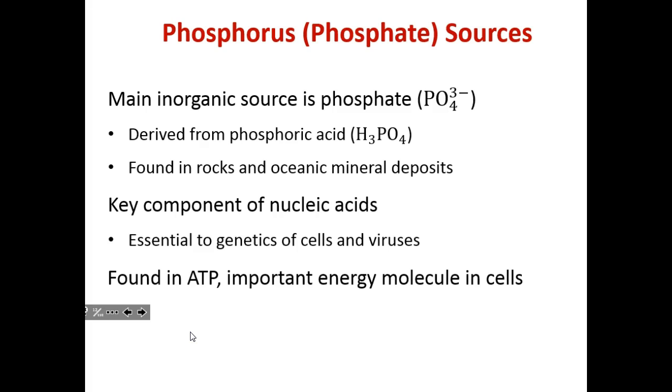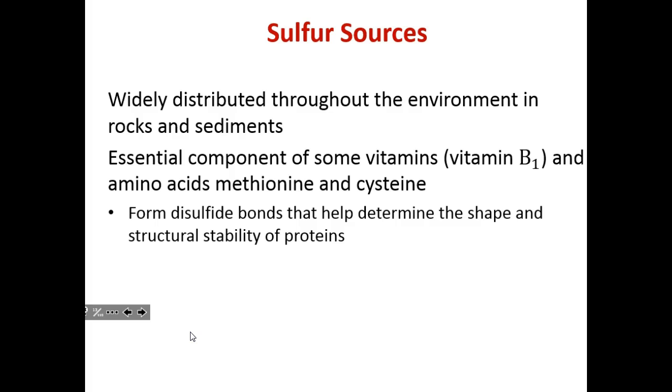Phosphorus or phosphate sources. The main inorganic source is phosphate, derived from phosphoric acid, H3PO4. It's found in rocks and oceanic mineral deposits. It's the key component of nucleic acids, essential to genetics of cells and viruses. It's found in ATP, which is an important energy molecule in cells.